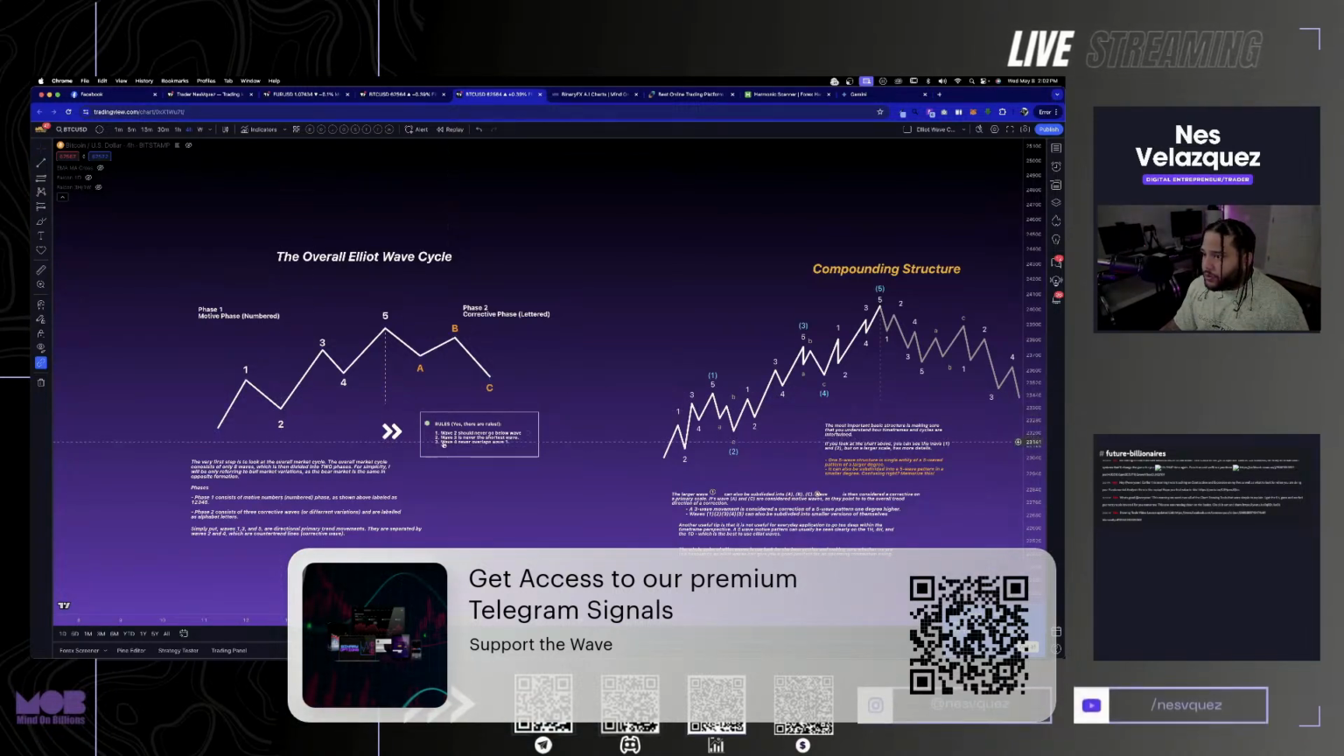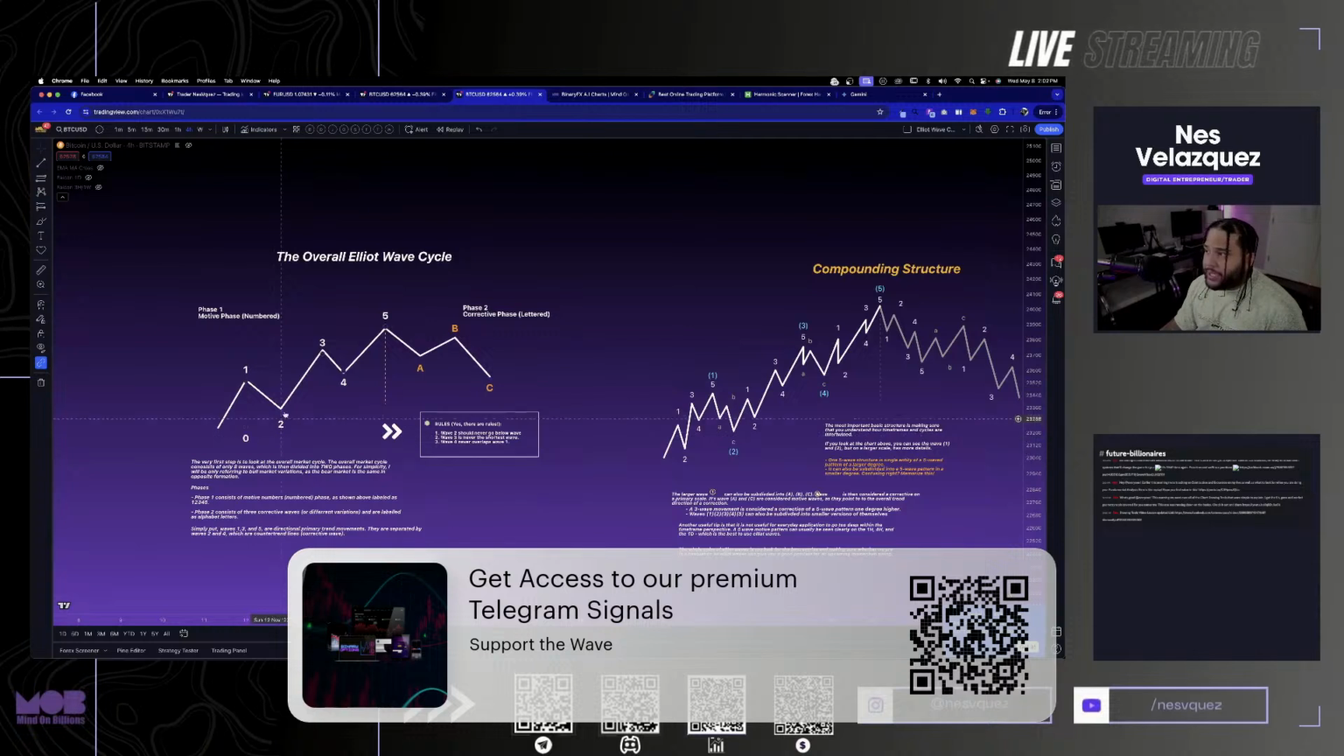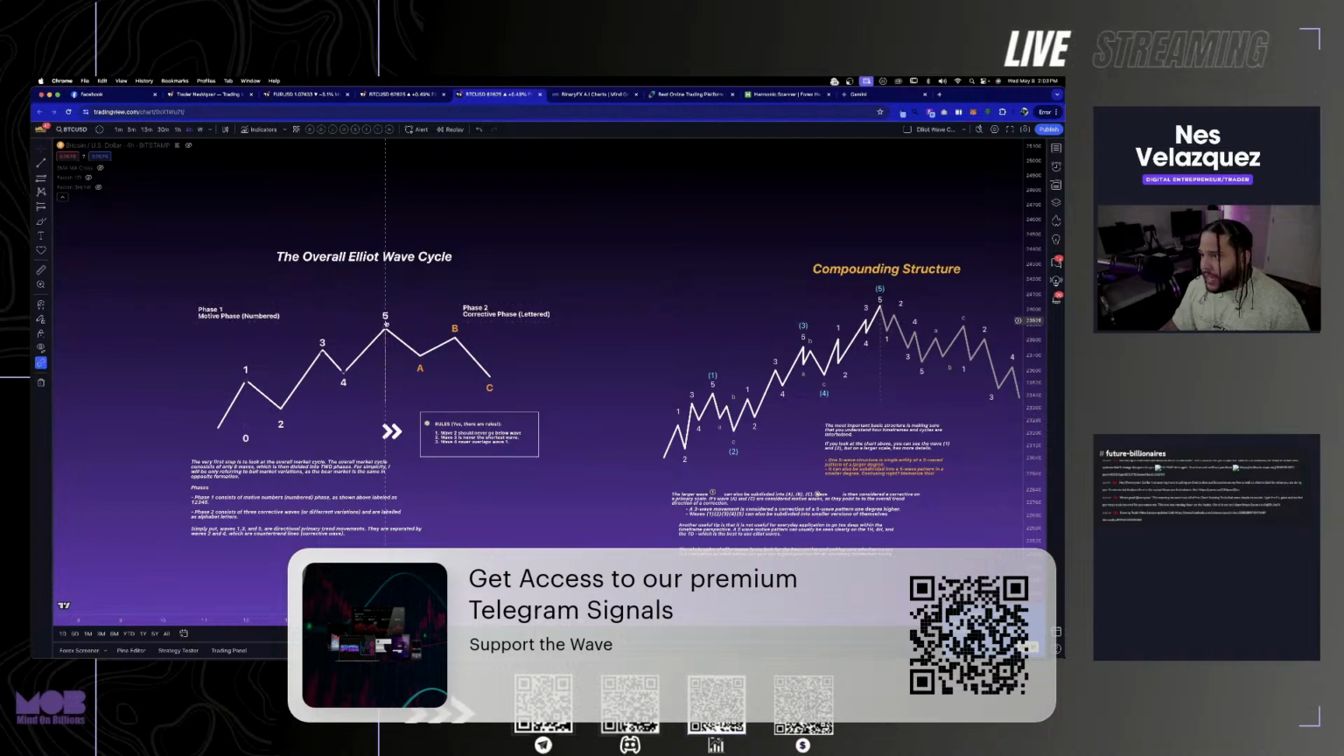Wave 3 is never the shortest wave. Going from 2 to 3, it's usually the biggest one. Wave 4 never overlaps with wave 1. So the levels that wave 1 touched, wave 4 should be above that. This is a true motive phase for the Elliott wave cycle before the corrective phase begins.